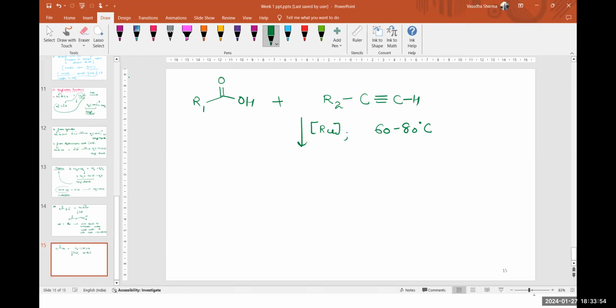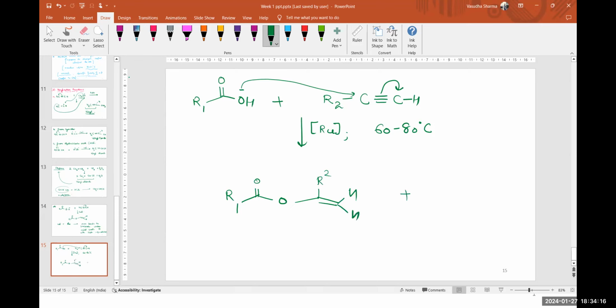It goes like this in positive form over here, and your negative attacks onto this carbon, C double bond O R2, and this is the product.